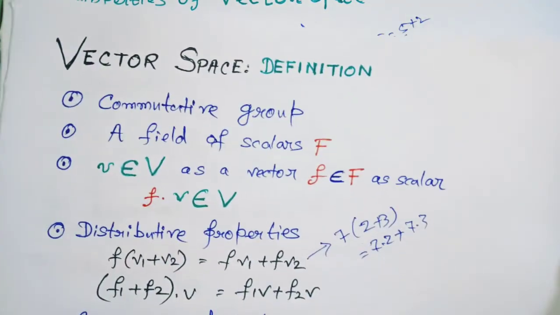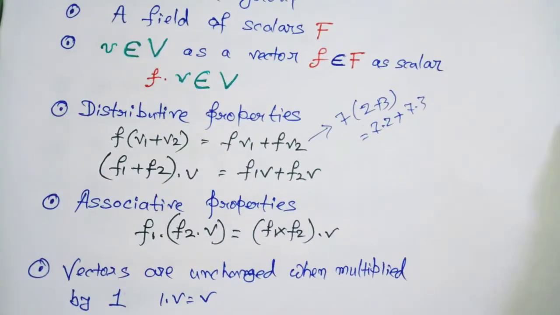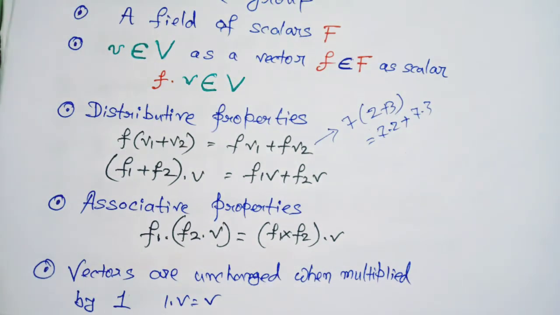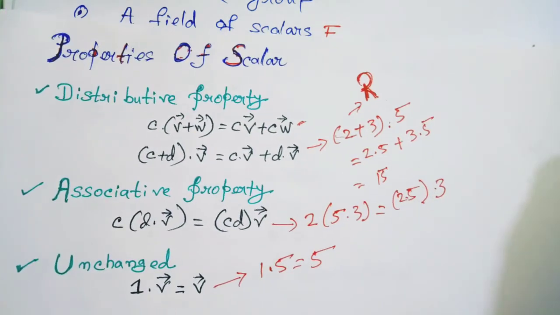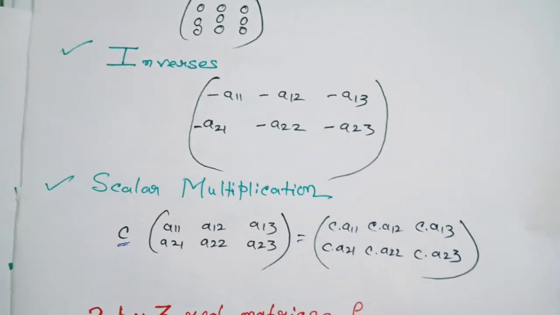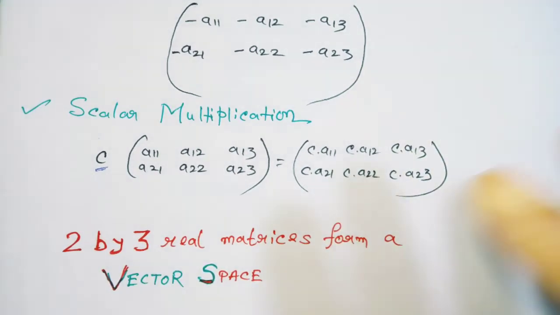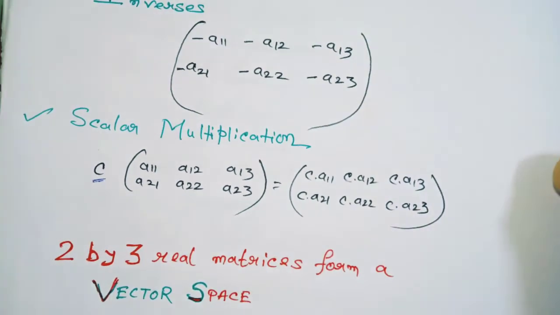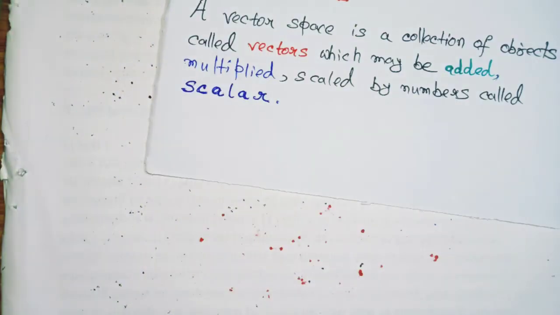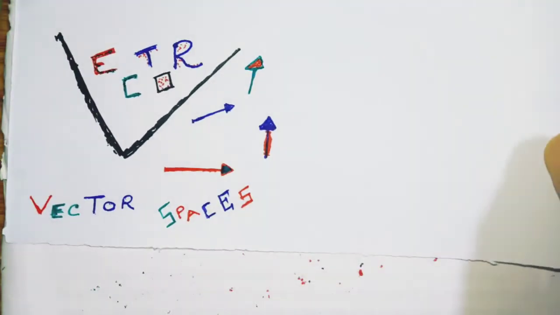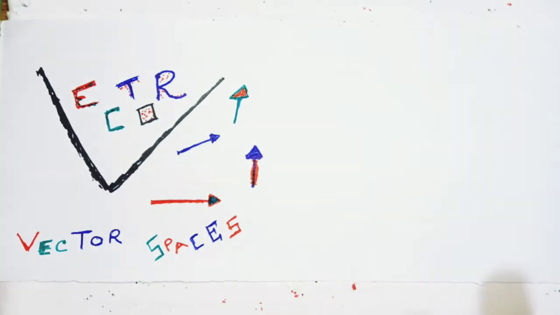Further, this was another definition of vector which has shown the commutative, associative and distributive properties. We have also seen the properties of scalar. We have seen that it has distributive property, associative property, unchanged property, and it can be further generalized in the form of a matrix which has the inverses, the zero and the scalar multiplication. So 2 by 3 real matrices also form a vector space. So that brings us to the end of the video on what is vector and vector space. The basic idea of doing this is not to show the traditional way of using arrows, although I have used arrows here, but it is something more than that.